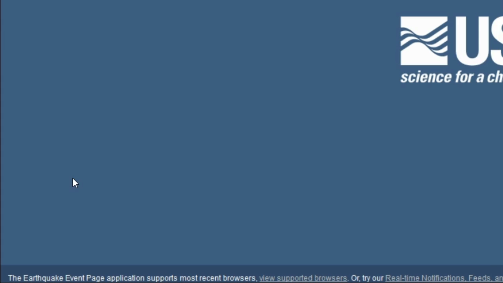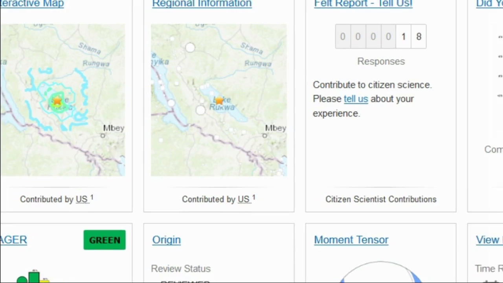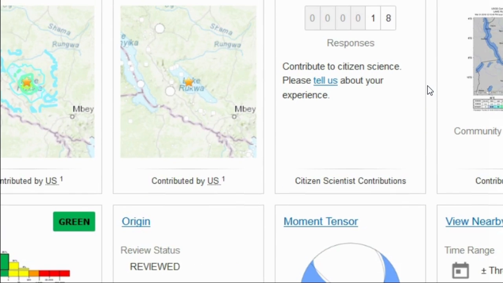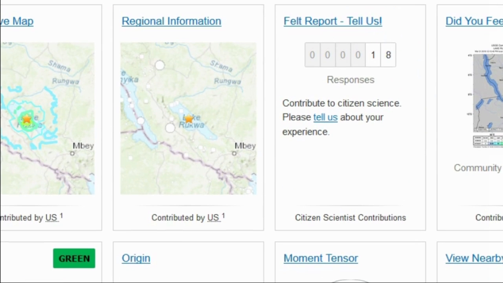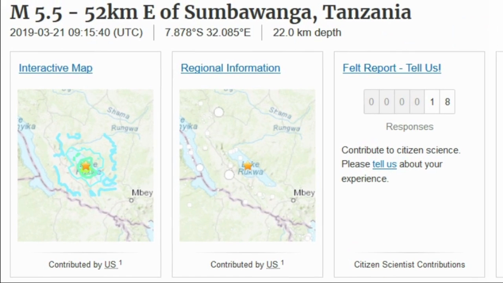Why don't we go look at this, and then we'll look at the France earthquake. Okay, wow. Wacky moment tensor. Look at that. I actually don't think I've ever seen any moment tensor that looks like that in my life. That is very strange, very strange indeed. 18 people reported feeling it. I bet you anything, a lot more people actually felt it.